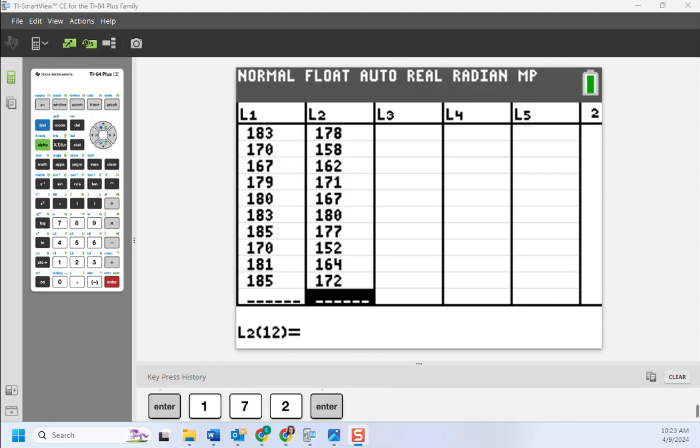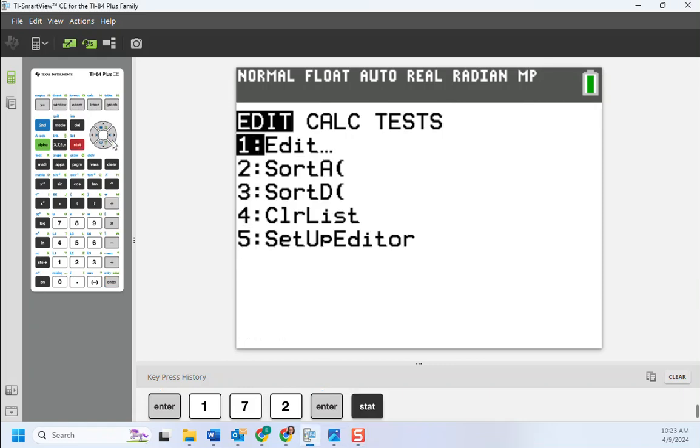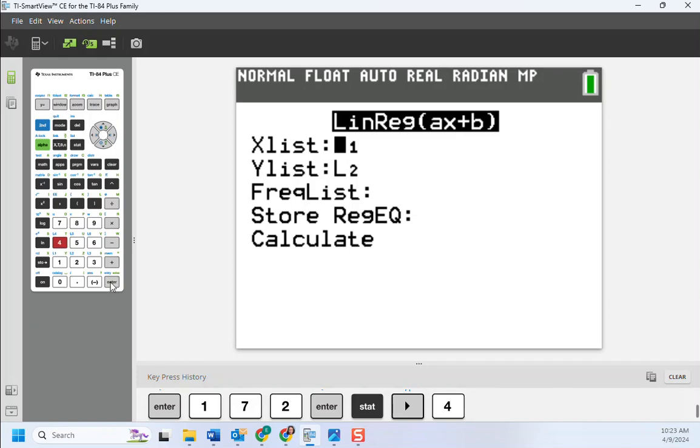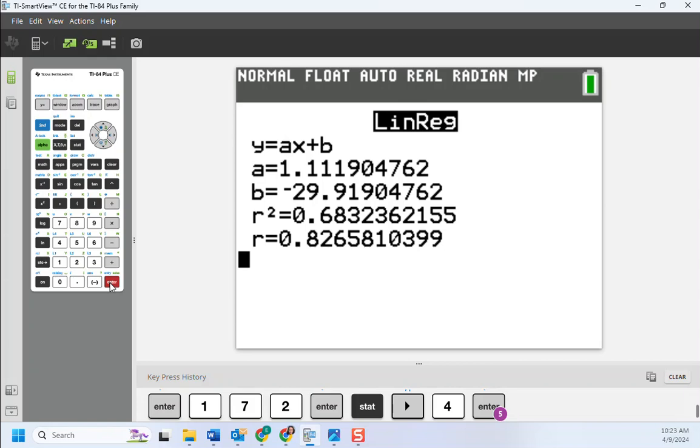So once you have the data in your lists, then you can calculate the linear regression. We haven't started actually using the regression yet, just the correlation. Stats, calculate, linreg, and make sure it says L1 and L2. All right, and we're using this time the r squared value, which to 3 sig figs is 0.683.